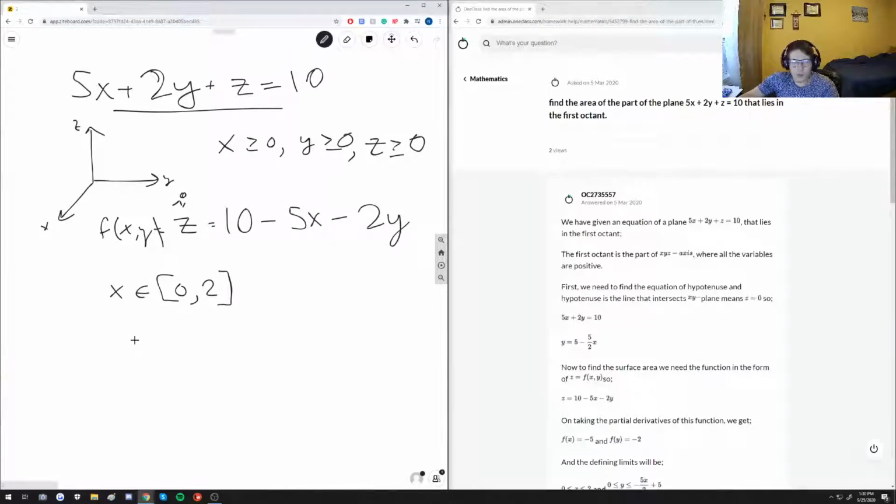And then y is going to be our variable, so y ranges from 0 to a function of x. Let's write 0 is equal to 10 minus 5x minus 2y. So this is the line representing how y varies. If we add 2y to this side and divide by 2, we get y is equal to 5 minus 5 halves x. So this is y as a function of x, and this is how y ranges. So these are the bounds.